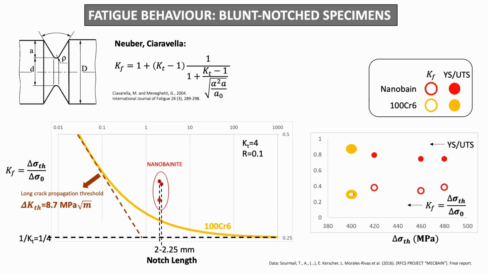Now we see here the experimental results on KF for nanobainite, and we see that in this case the values exceed those of the tempered martensite. So meaning that we are still in a safe region, which would not be the case for the tempered martensite. And this is something that is not explained by the ratio of the yield strength over the UTS, as we can see here, because it's even higher for the case of the tempered martensite.